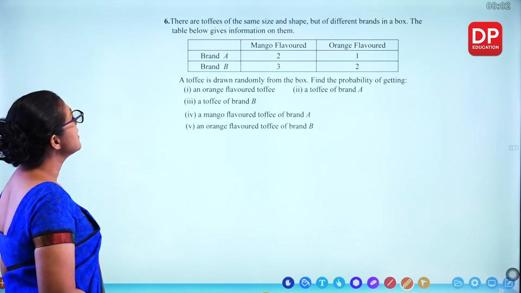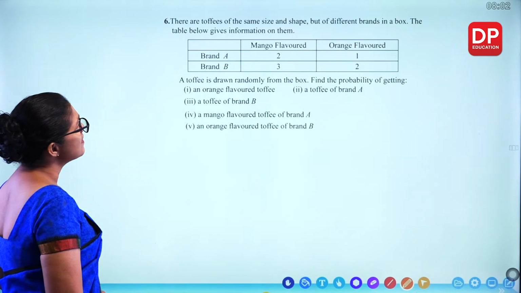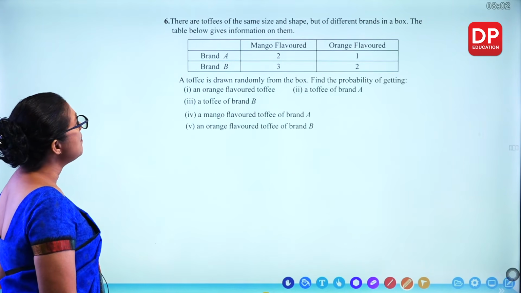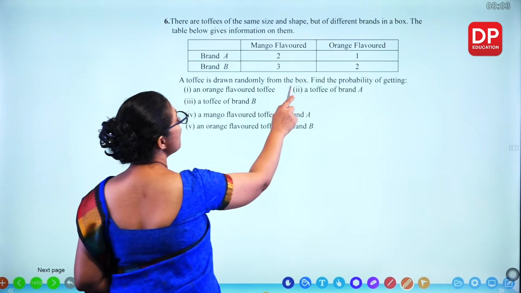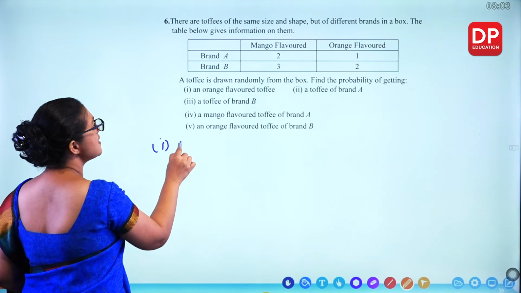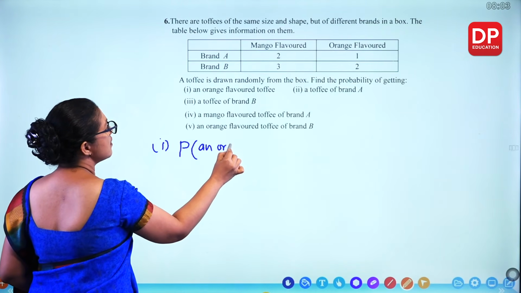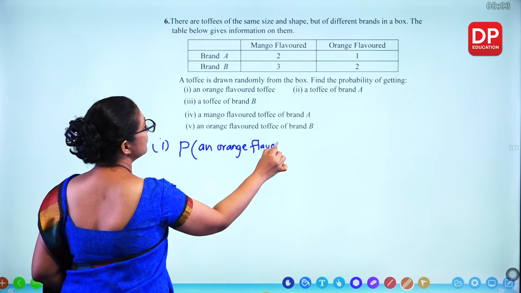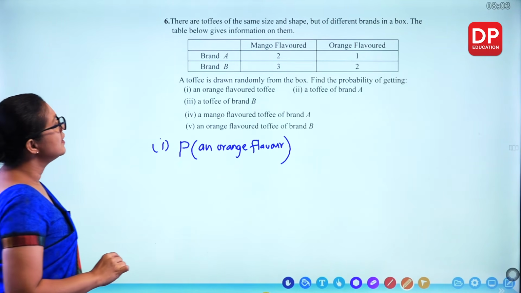Question number 6. There are toffees of the same size and same shape but of different brands in a box. The table below gives information on them. A toffee is drawn randomly from the box. Find the probability of getting, first one, an orange flavored one. So I'll write probability of getting an orange flavor.